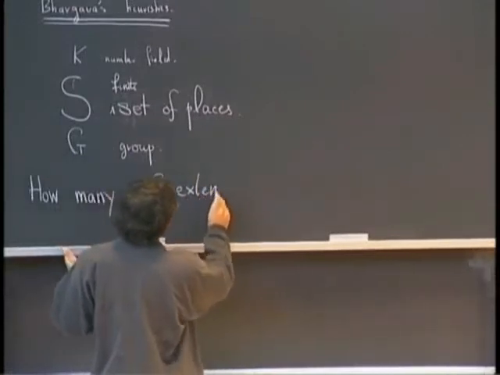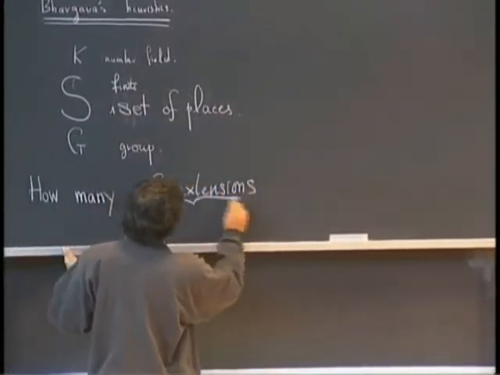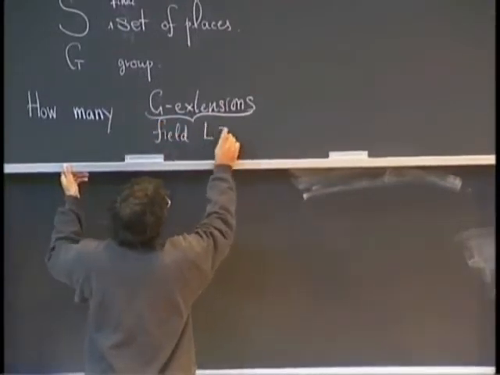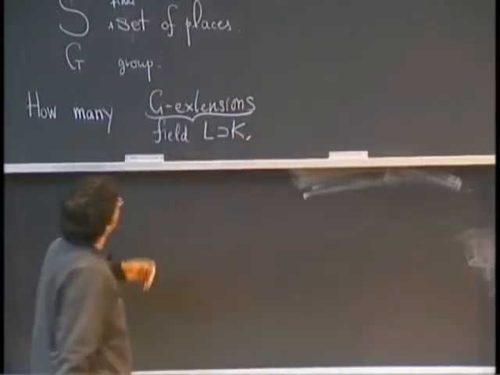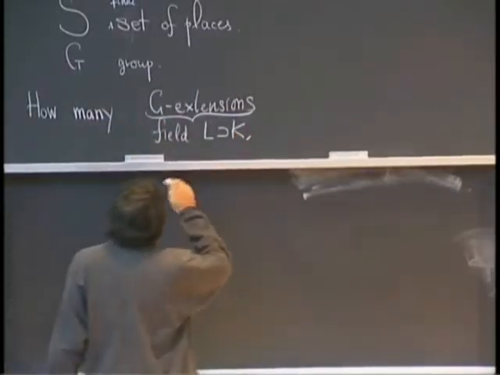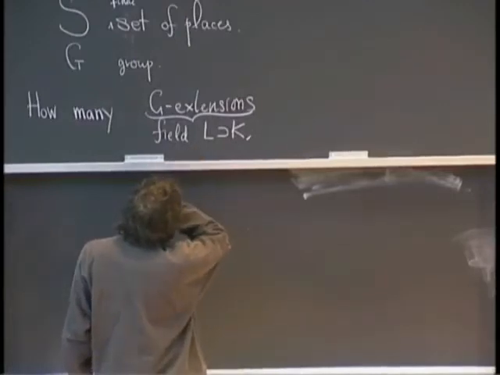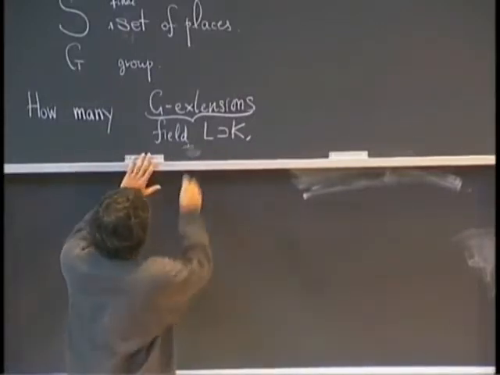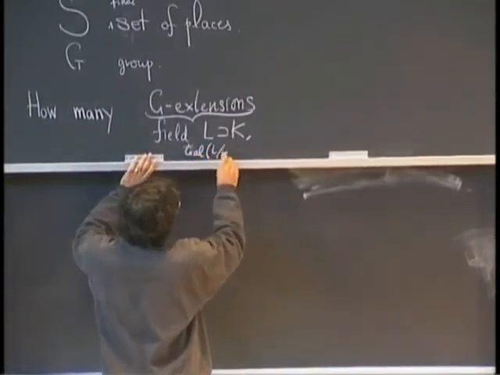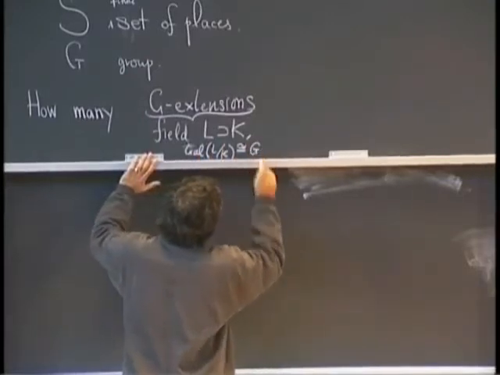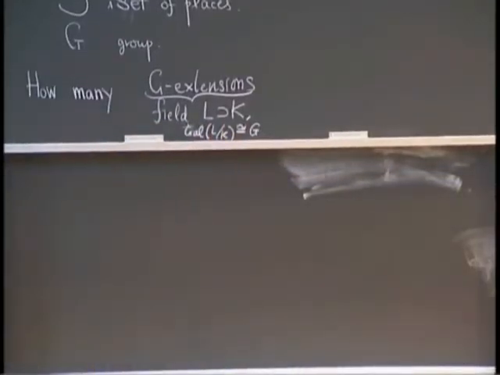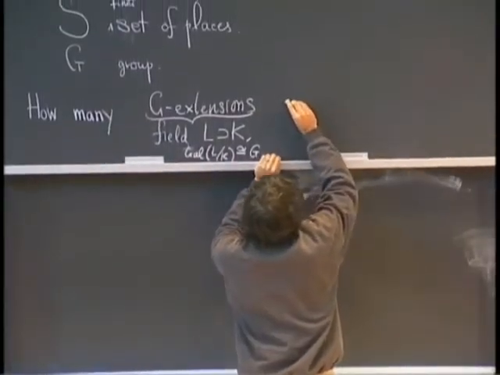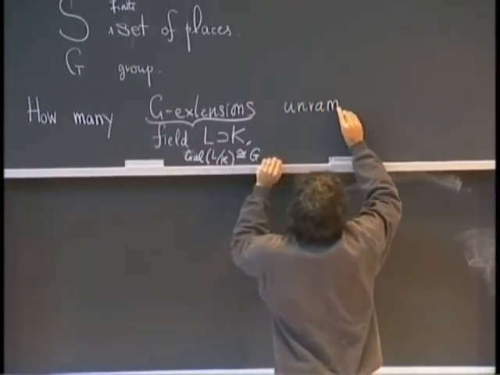So when I say this, what I mean is some field L containing K, with Galois group isomorphic to G. When we get to it, I'll say whether we want to specify an isomorphism or not. But the basic question is, how many G extensions are there unramified away from S?